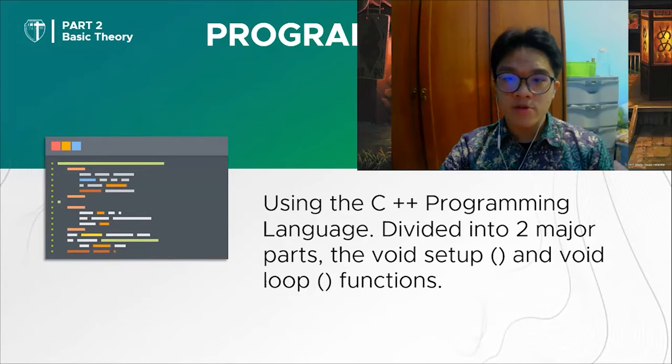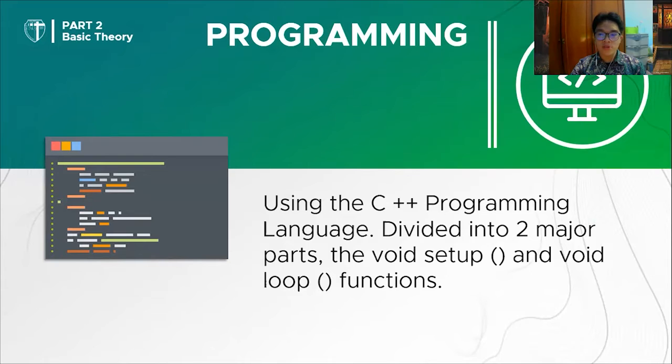In this project, we use the Wemos D1 microcontroller. And the Wemos D1 microcontroller is programmed using the C++ programming language. The program itself is divided into two major parts. The first part is the void setup, where we define the pin numbers and the libraries that we want to use in our projects. And the second part is the void loop, where we define our main function for the project. Next slide.